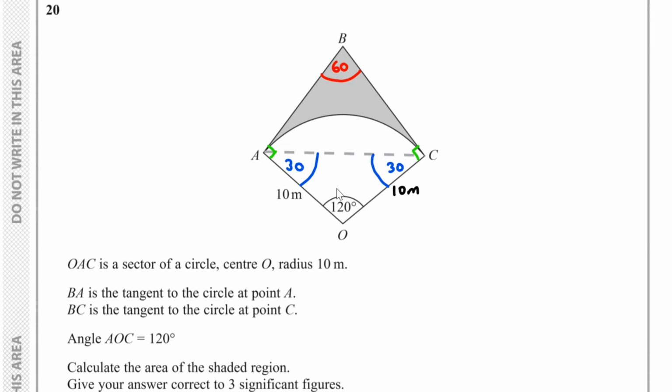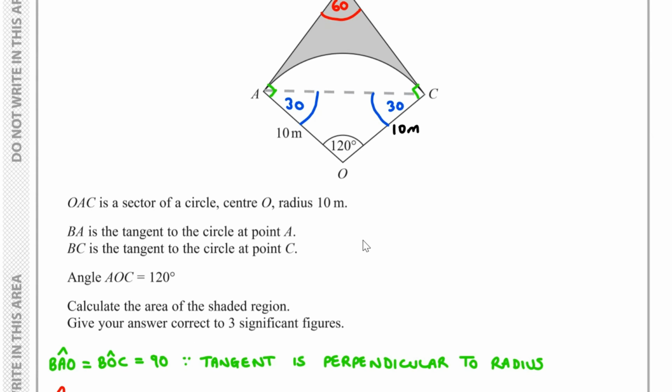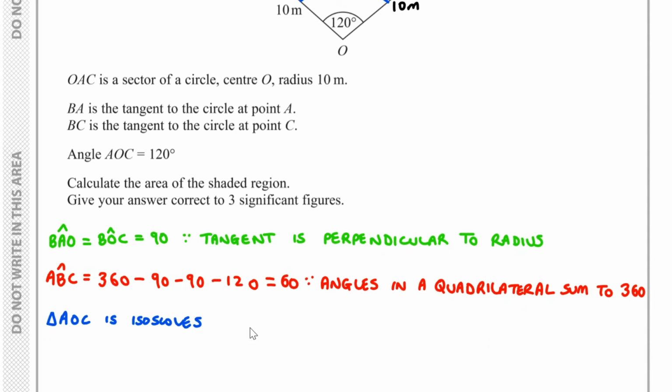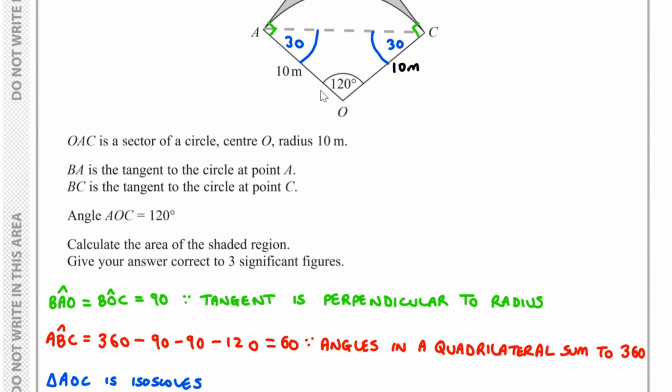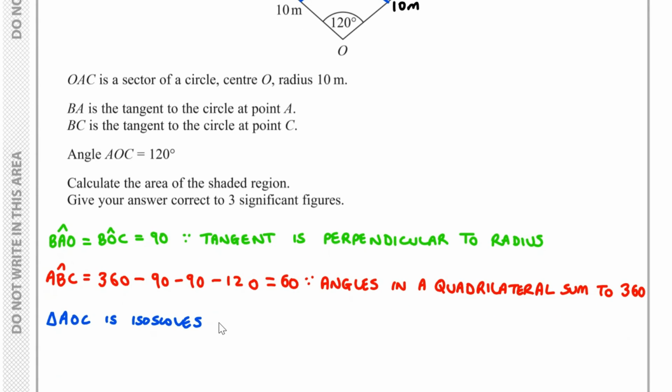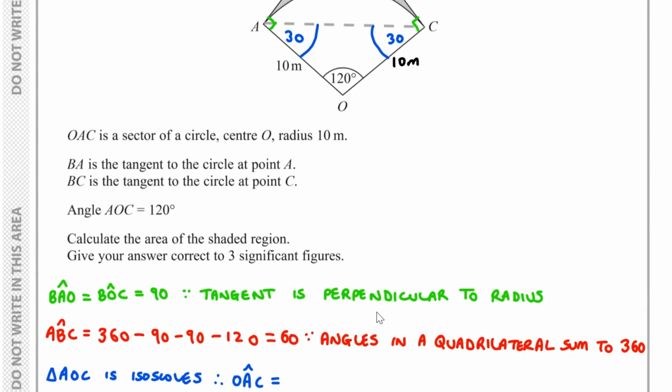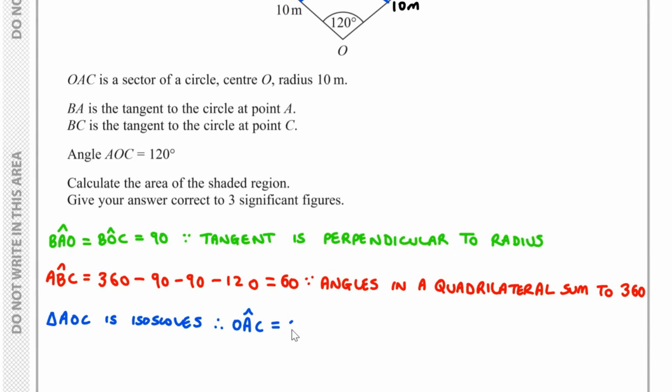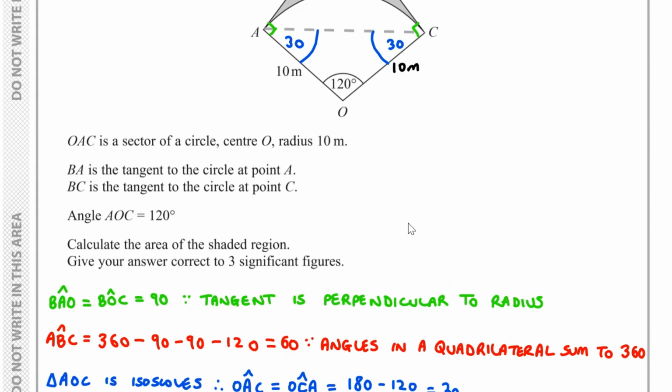The reason is because AOC is an isosceles triangle, so let's just write that down. So AOC is isosceles, and therefore OAC is equal to OCA, which is equal to 180 take away the 120 over 2, which is equal to 30 degrees. And that's because base angles in an isosceles are equal.